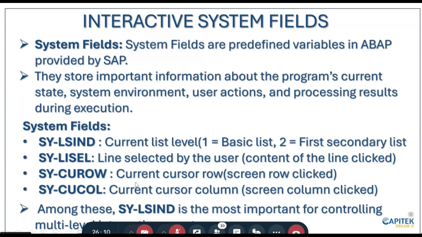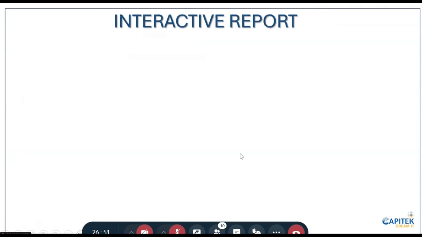Out of all this, our focus will be more on LSIND, because corresponding to that we will see whether we have to show the next report or not. It tells you about the levels of the list, like the basic list or the first secondary list, and so on. These are the different system fields which we need to remember as we advance in programming, and they play a very important role in the interactive reporting concept.